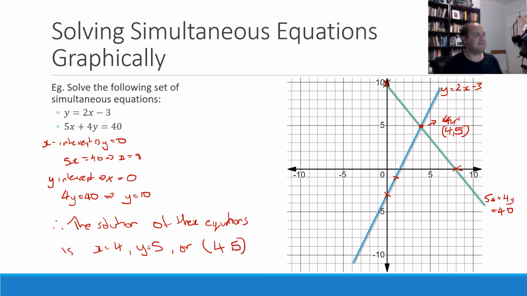Now we might just check if that's right. We'll substitute into the first equation. If we substitute in 4 and 5, it'll be 5 equals 2 times 4 is 8, minus 3, which equals 5. So that equation's true. Substituting 4 and 5 into the second equation: 5 times 4 is 20, 4 times 5 is 20, added together equals 40. That equation's right too. So those values solve both equations at the same time. They're both true with those x and y values.